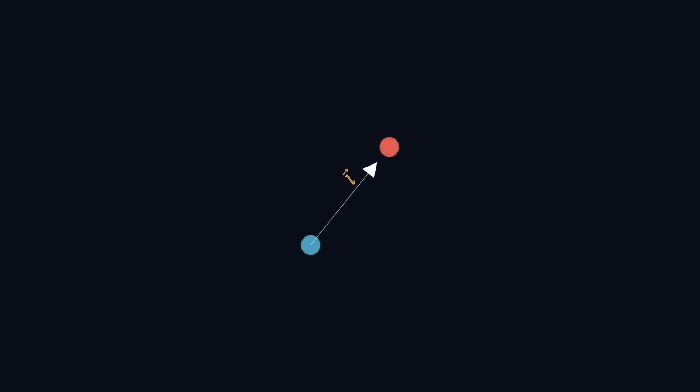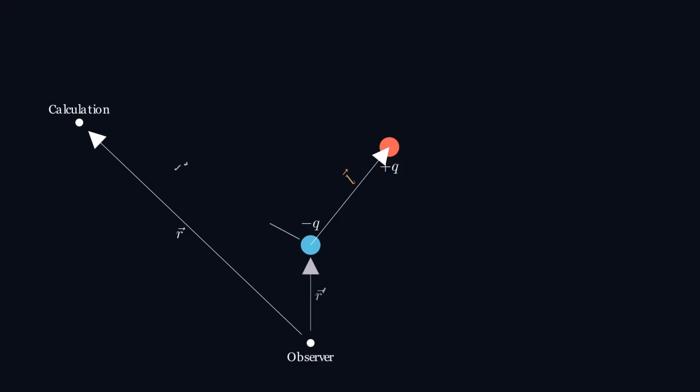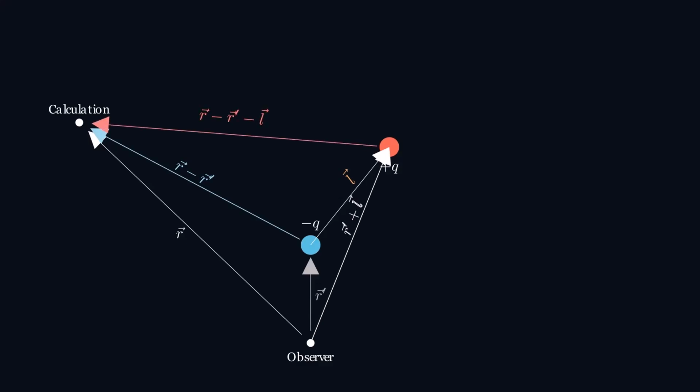Now consider the dipole shown in this figure. Imagine that we are standing at the observation point, just below the negative charge, and we want to calculate the electric field of the dipole at a point located a distance r away. Notice that this represents the most general configuration for calculating the electric field of a dipole. To proceed, we draw the necessary vectors, as shown in the diagram.